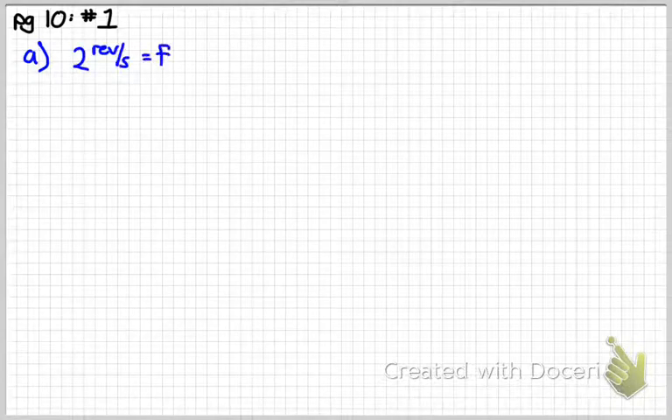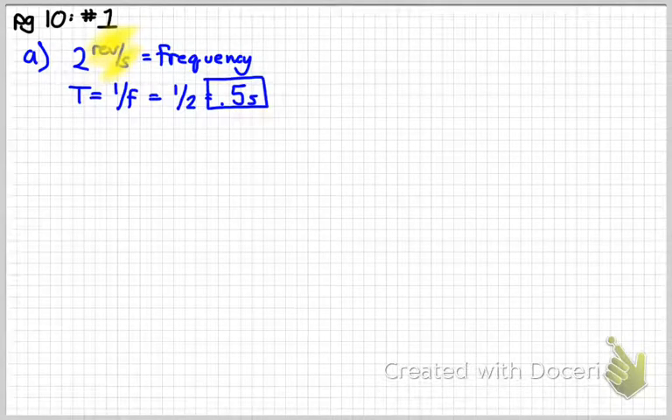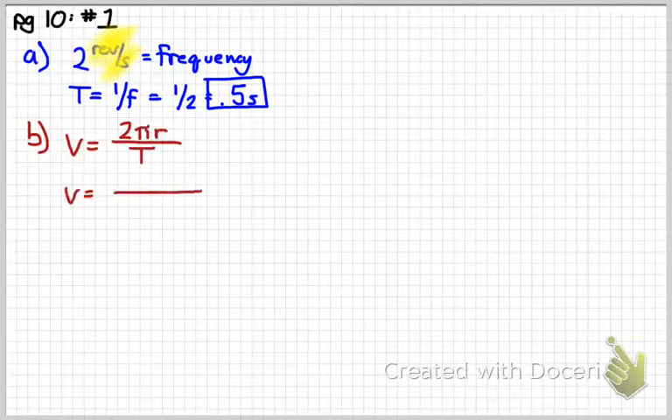It's important that we recognize what that 2 revolutions per second is telling us. That's telling us the frequency. Look at the unit. The unit will tell you what you're dealing with. If it's a time, it would have just been seconds. Because it's revolutions per second, that tells you it's the frequency. Find the period just by doing the inverse. 1 over 2 would be 0.5 seconds. So that's your period.